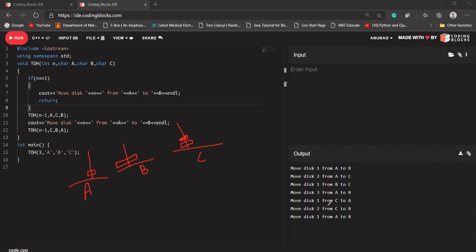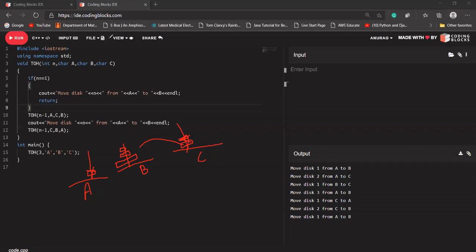And now it is saying move disk 2 from C to B. Yes, I can move it because it is at the top. I can move it back, and now I can move the disk that is at the top, that is disk number 1, from A to B. Yes, we have performed the operation correctly. It has been popped from here. It is also being popped from C, and we have completed our task as we were expecting. We have moved all the disks from A to B with the help of C.